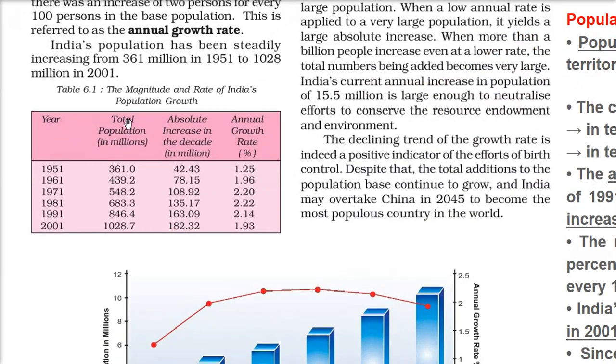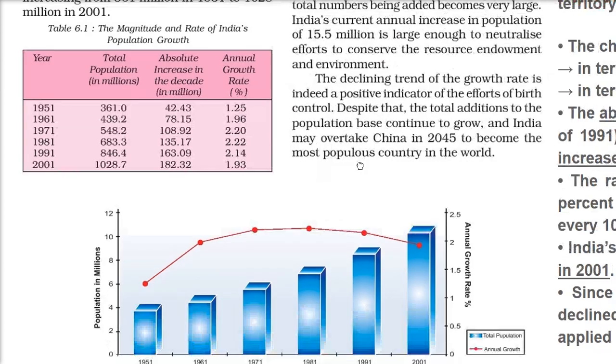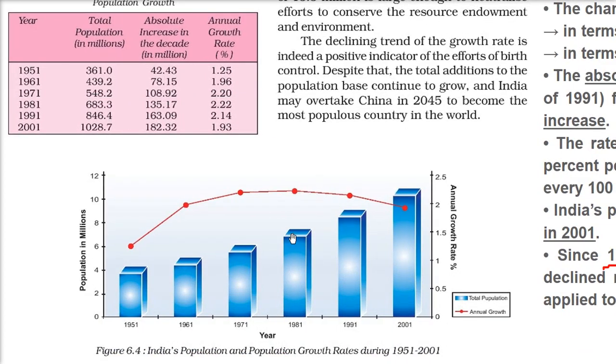Now let me take you to this. This is the magnitude and the rate of India's population. As we said, in 1951 it was 361 million, and in 2001 we have 1028 million. 1 million is 10 lakh. This is the annual growth rate, which I already told you how to compute. It is 1.25 in 1951 and 1.93 in 2001. Because India has so much population, this doesn't change much; it is almost the same.